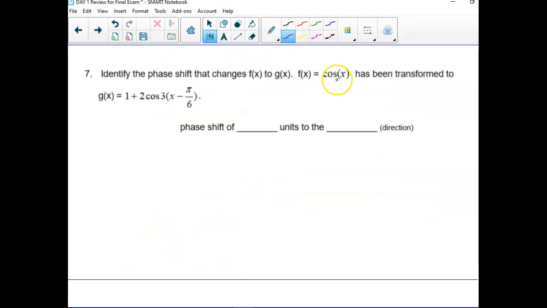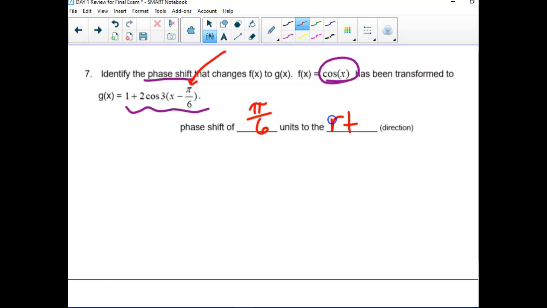All right, so here it says identify the phase shift and the direction that changed the normal cosine into this. We just talked about the phase shift is this, okay? So it's pi over 6 to the left or right, guys? Anything in the parenthesis is the opposite of what it seems. This looks like it's minus, so it's plus to the right. Everybody gonna get that one right?